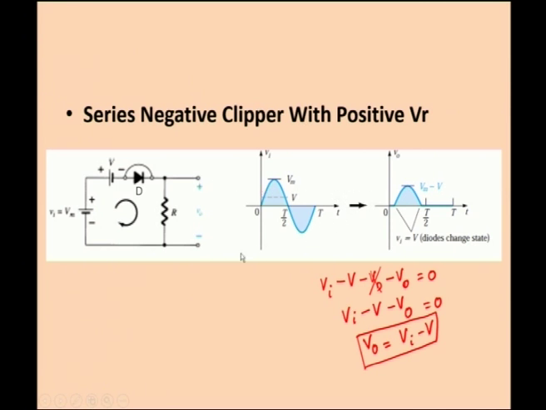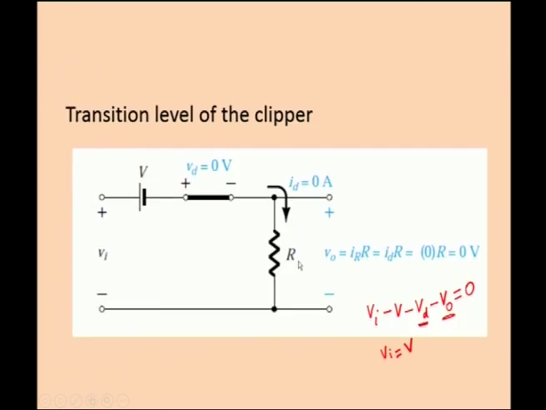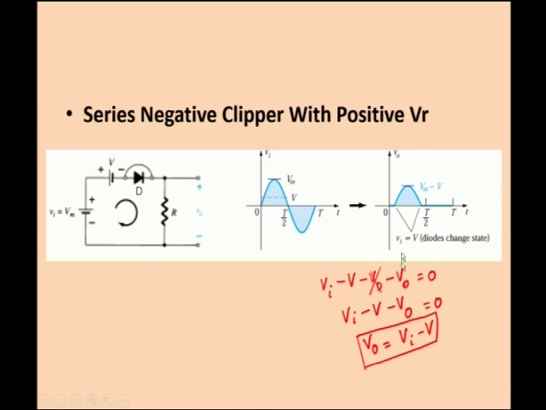So, the transition values: we see that whenever the voltage crosses this V, that is the DC supply, the output gets transited. So, if Vi is equal to V, V naught is equal to 0, that is the transition from positive to negative. But for the negative values, we know that the diode will not conduct and it will show the open circuit. So, the output is 0.